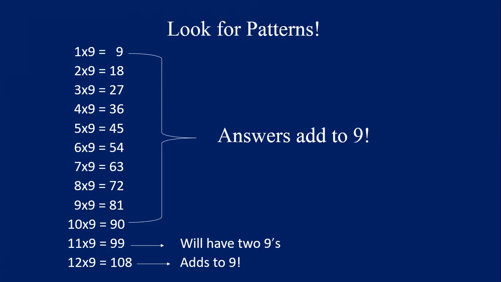And let's look at the number 11. 11 times 9 equals 99. This one's a little bit different because our answer actually has two nines in it. And you're going to find this pattern for any number that ends in 1 multiplied by 9. You're either going to have two nines or you're going to have a 9 in the ones place, and then the two numbers in front of that 9 will add to 9. So this one will have two nines. Look at 12 times 9. The answer is 108. If we add 1 plus 0 plus 8, we still get 9.